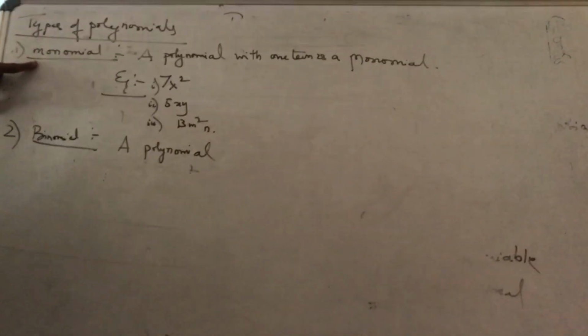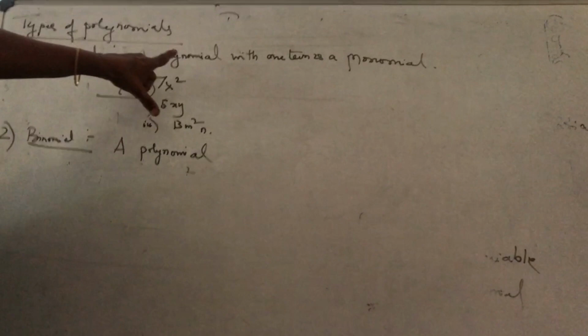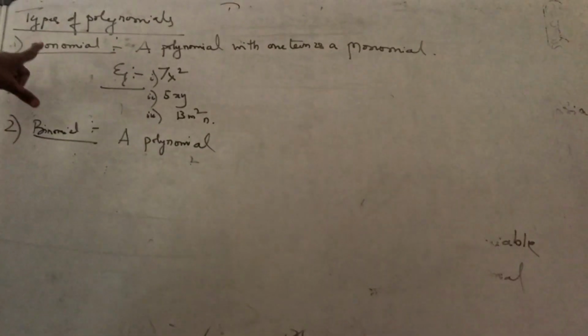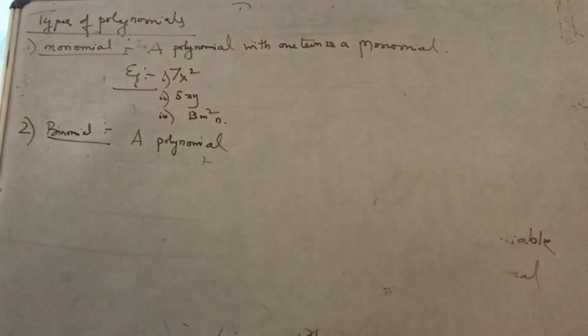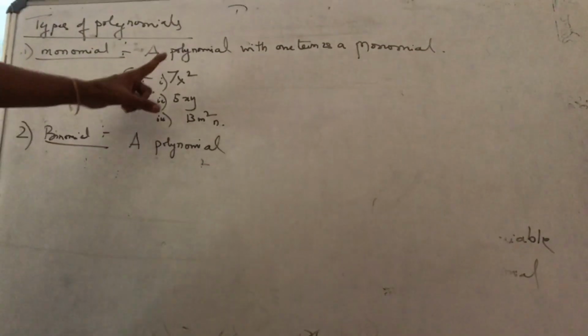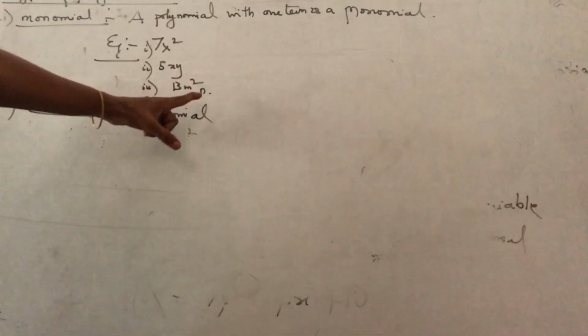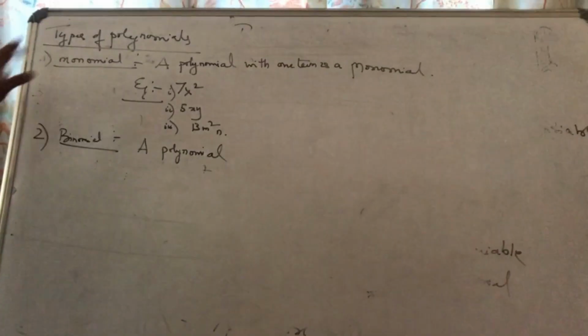First one is monomial. Mono means one. A polynomial with one term is a monomial. Examples: 7x squared, 5xy, 13m squared. All these are one term, so you call it a monomial.